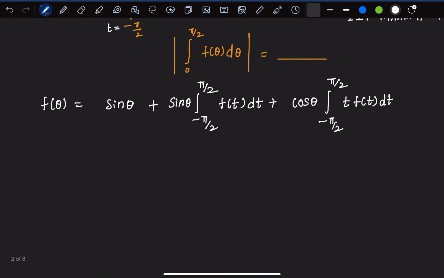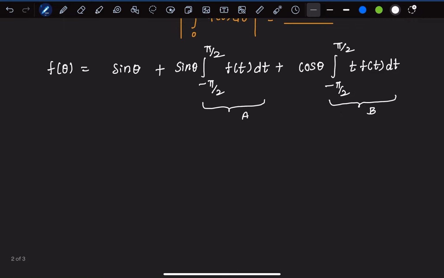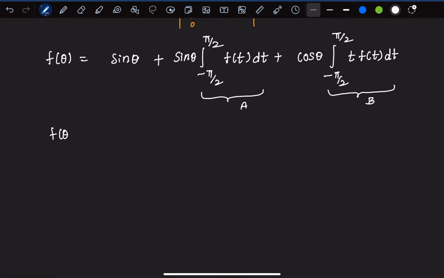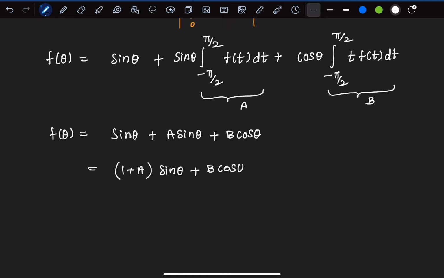Now the thing that you should notice is this is a definite integral and this is one more definite integral, and when you evaluate these integrals they'll give you some constant values. So let us say the value of this integral is a and the value of this particular integral is b. Then we can write f of theta equals sine theta plus a sine theta plus b cos theta. That is 1 plus a sine theta plus b cos theta. So this is one equation that we have.